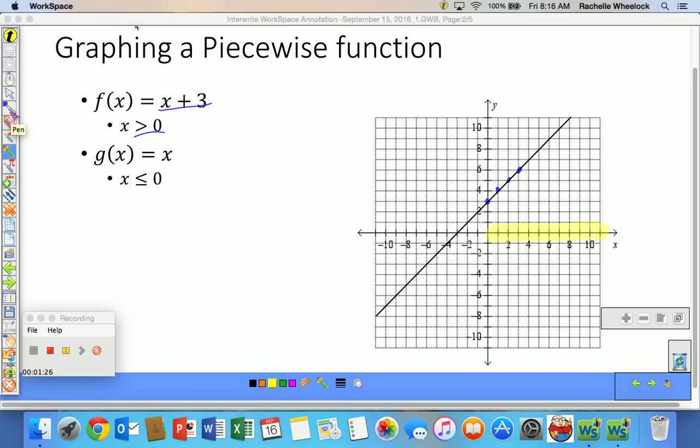Now, because it just says greater than, not greater than or equal to, I'm going to change my endpoint to an open circle at the 3. So there's the first part of our function.